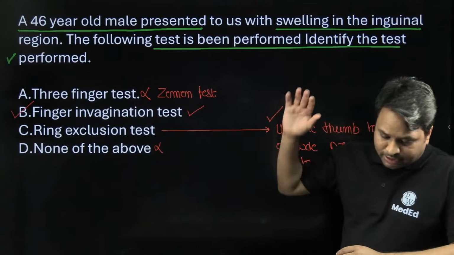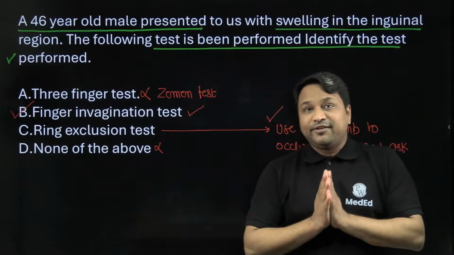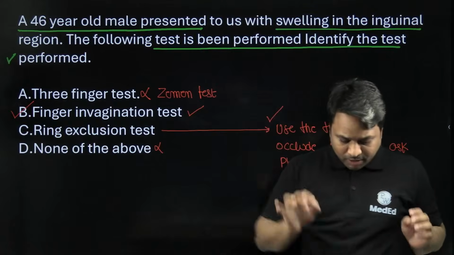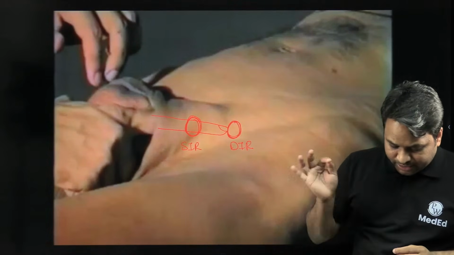I have a 46-year-old male presented to us with a swelling in the inguinal region. The following test was performed. Identify the test performed. Was it a 3-finger test, finger invagination, ring occlusion, or none of the above? For that, what video did we show you? This was the video in which I have shown you this, right?